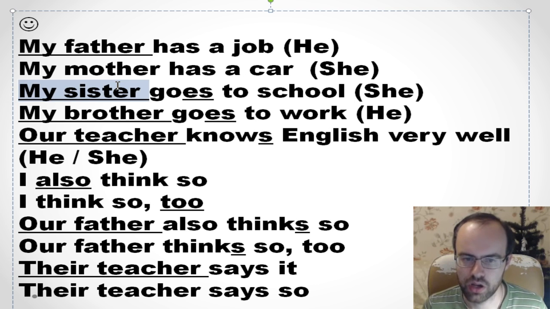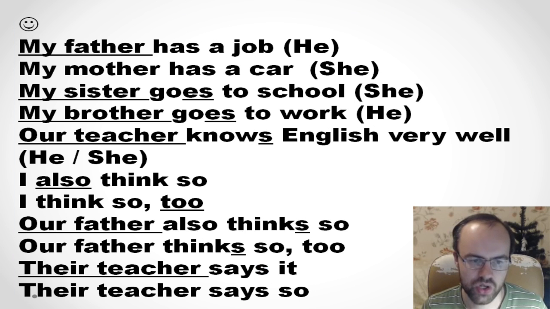He or she. I also think so. So you can put also in the middle. I also think so. Or I think so too. If you use too, it's at the end of the sentence. Our father also thinks so. Or our father thinks so too. You see, also is in the middle here, and too is at the end here. The teacher says it. Says, because he or she. So the teacher says so.